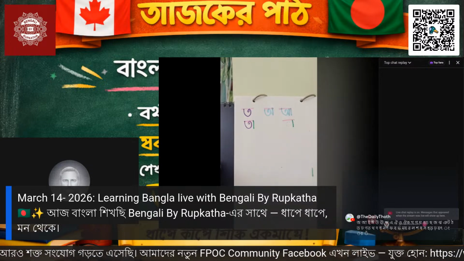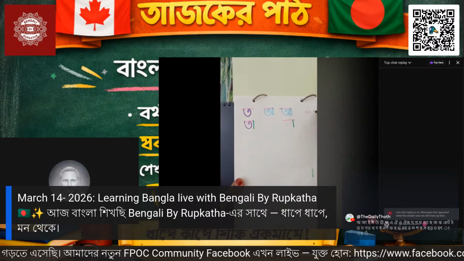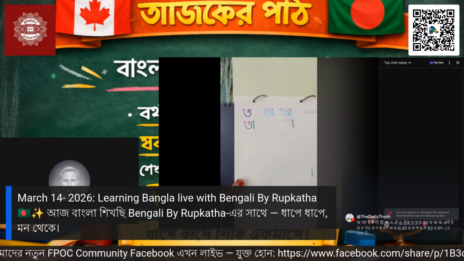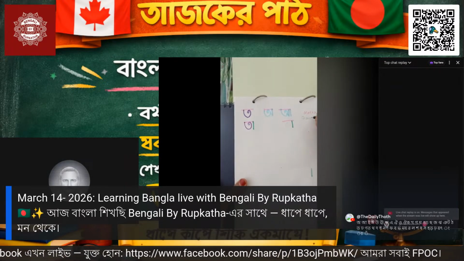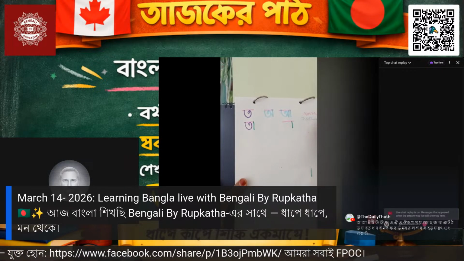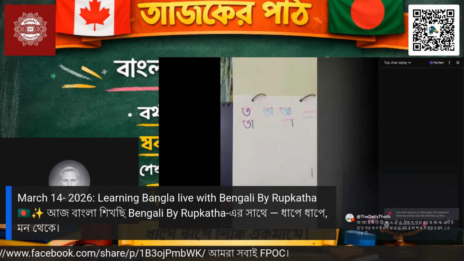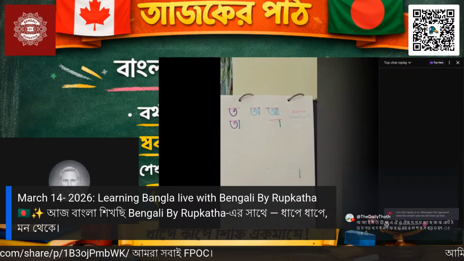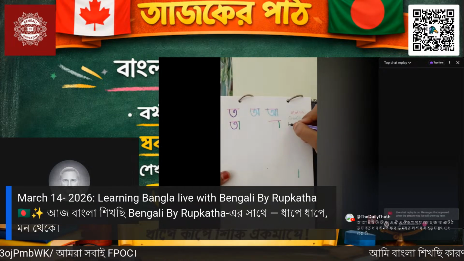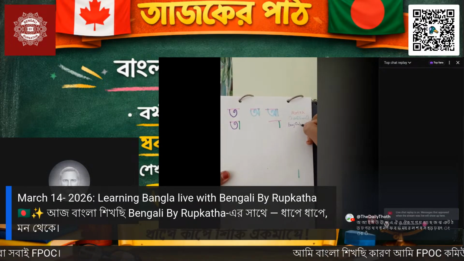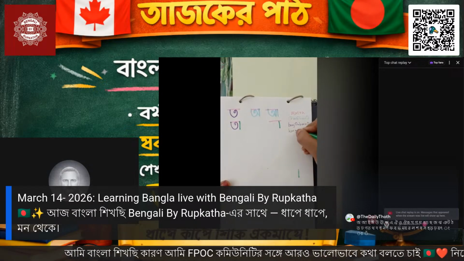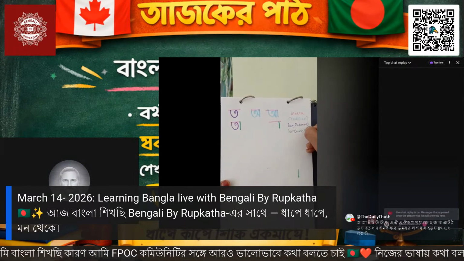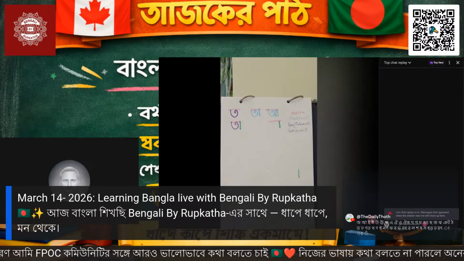The pink one is matra. Light blue is Shoro Borno. Oops. Okay, now you can see. Purple is Banjan Borno. And green is Kar Chinno. That's what we know so far.